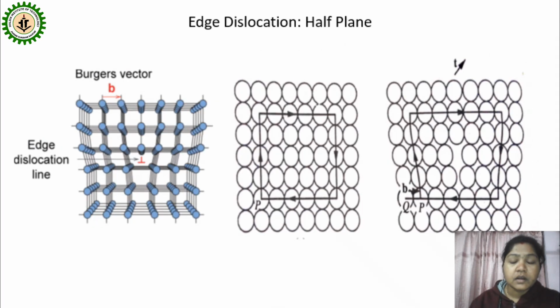Now, as I told you, the Burgers vector gives you the magnitude and the direction of the distortion. You can see in the middle picture, initially it starts from P, the perfect crystal starts from P, it goes upward, then to the right side, then bottom, and then left. So for a perfect crystal, it gives a perfect square.